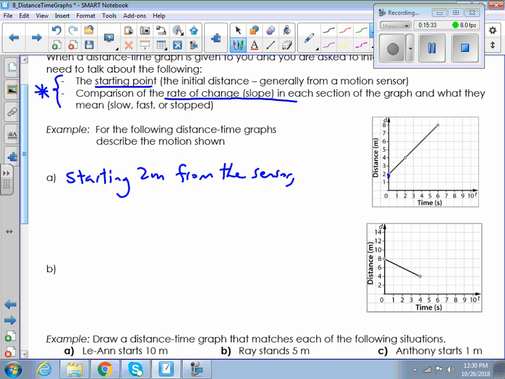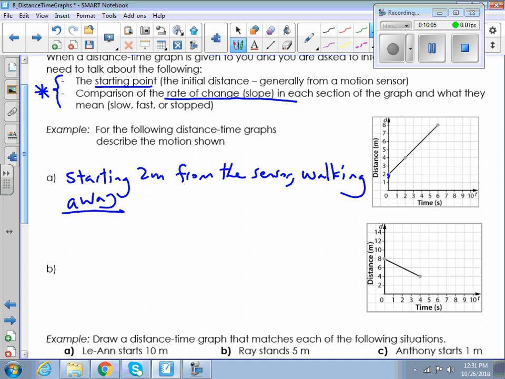Now, we said that we got to say, am I going away from it or am I going toward it? What do you think is happening? Very good. It's away because my distance is increasing. If you look at my y values are getting larger and larger. That means my distance is growing. So I'm going away. So I'm going to use the word walking. So walking away, and away is an important word here.